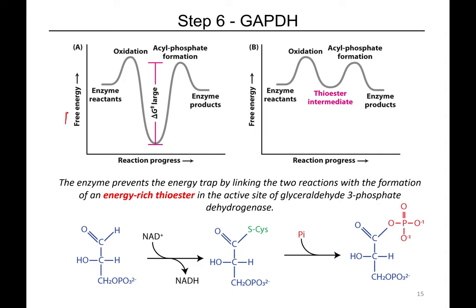On the y-axis, we have the free energy. On the x-axis, we have the progress of the reaction as we proceed from reactants through our transition states, through our intermediate, and then ultimately to the products. So here, this would represent our reactants where we have GAP, we have phosphate, we have oxidized NAD+. This is the first oxidation step of it. And remember, this has a very exergonic delta G, which means that this intermediate is a very, very low energy.